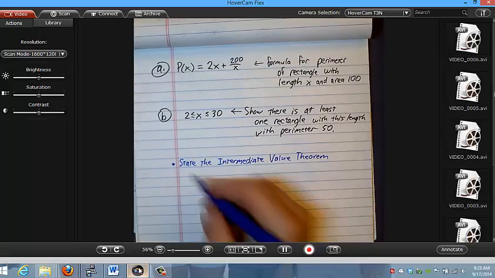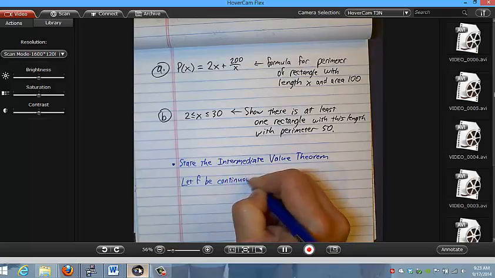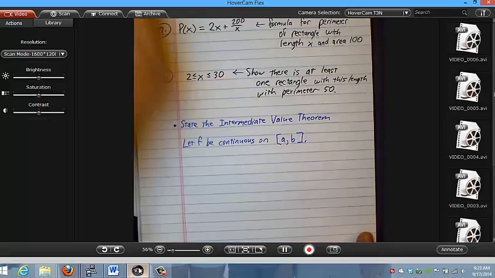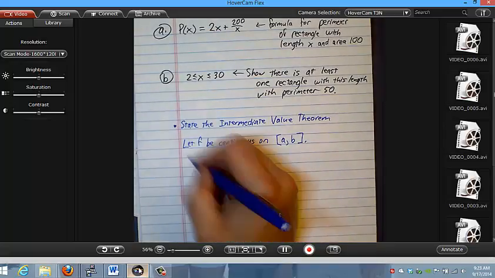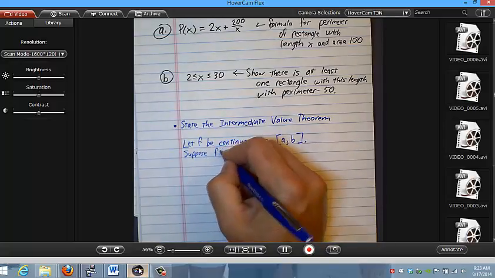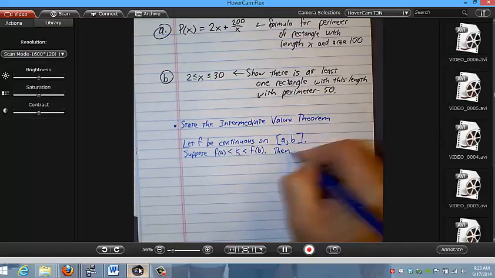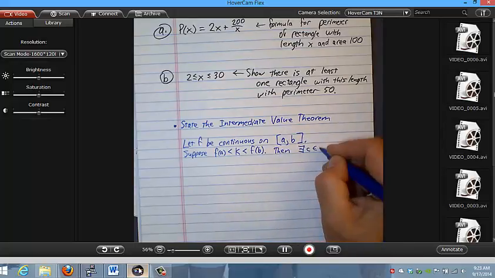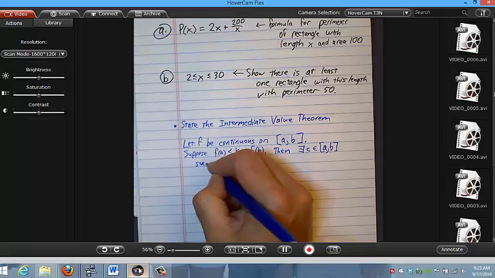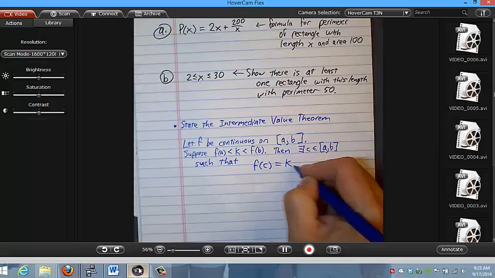So what I would say is, let F be continuous on what kind of interval? What kind of interval is that, guys? Closed, thanks. Suppose F of A is less than K, and that's less than F of B. Then there exists C somewhere on AB such that, do you remember what the conclusion is? It was f of c will equal k.